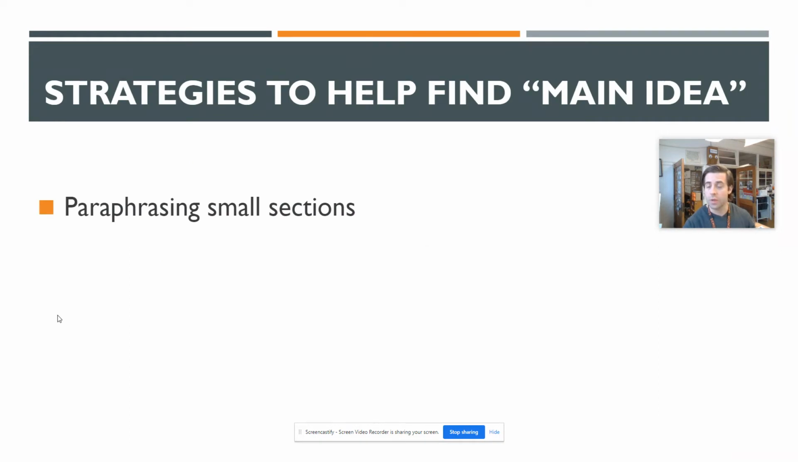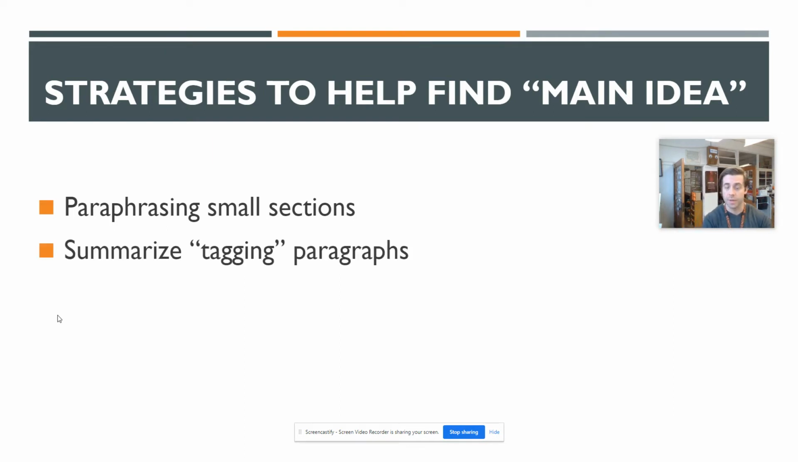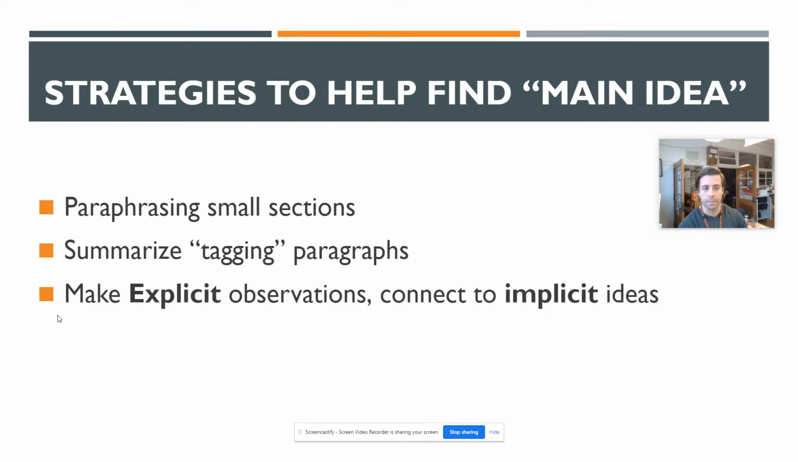So some strategies that can help: paraphrase small sections of a text. If you're struggling with what does this mean, break it down. Don't try to understand the whole thing at once. Understand this sentence or this paragraph, and then the next one, and then the next one, and then we can start making connections. Use those tags that I talked about, it really helps simplify ideas so you can see them.